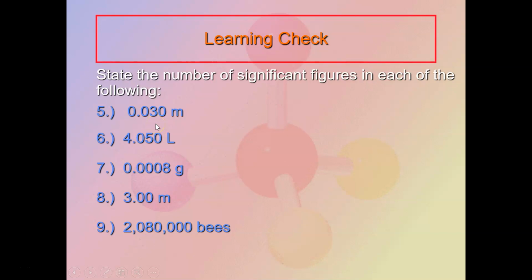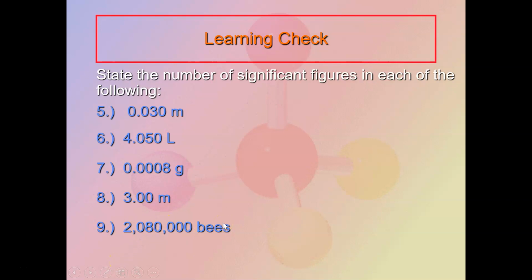So as far as number 5 is concerned, zeros in the front do not count. The 0 in the back does because of that decimal point, so this one has 2. Similarly, since our decimal point is present, we go to our first non-zero number, go over, all of these are significant, making it 4. Once again, leading zeros never are significant, so this only has 1. Trailing zeros are significant as long as there's a decimal point, so this has 3.